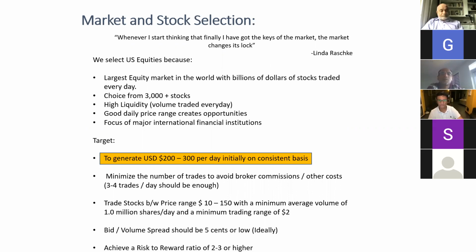It can change a number of times during a day. That's because the market consists of millions of individual traders and institutions spread all around the world, and they are there to make money. And most of the time, they get their money out of your pockets or someone else's pocket. So it keeps on changing. That's the challenge here. We select only US equities here, no equities outside the US. The reason being, this is the largest equity market in the world, with billions of dollars of stock traded every day. I think it's almost close to $1 trillion per day.